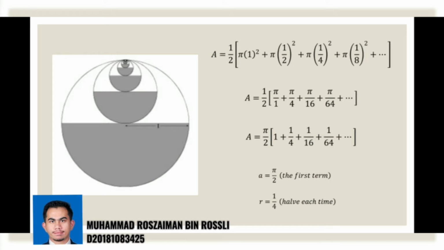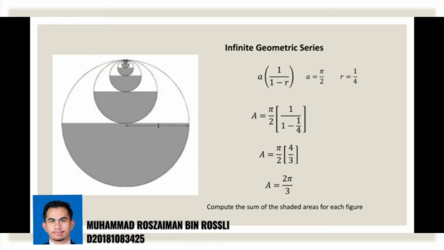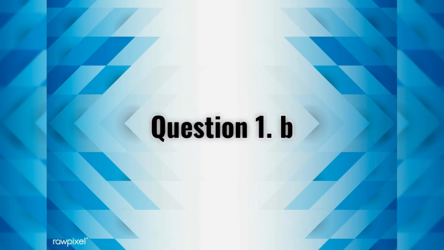When we go through, the final is A equal to pi over 2 times (1 plus 1/4 plus 1/16 and so on), which means A equal to pi over 2 and r equal to 1/4. Using the infinite geometric series, A over 1 minus r, where A equal to pi over 2 and r equal to 1/4, we go through and the final answer we get is A equal to 2 pi over 3. This is the final.